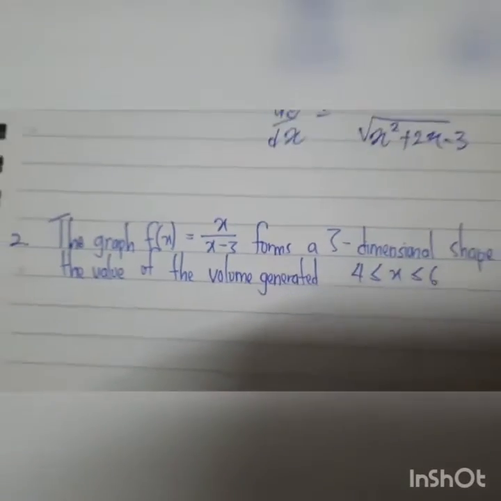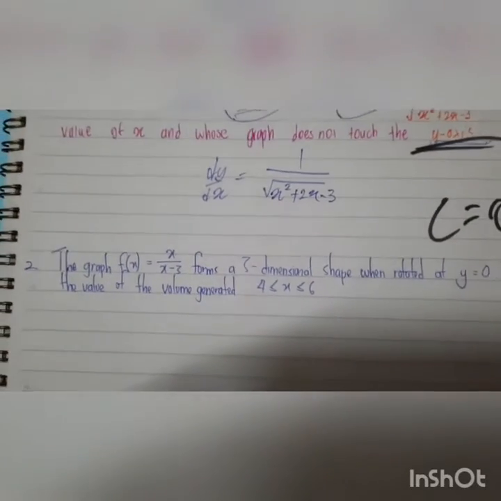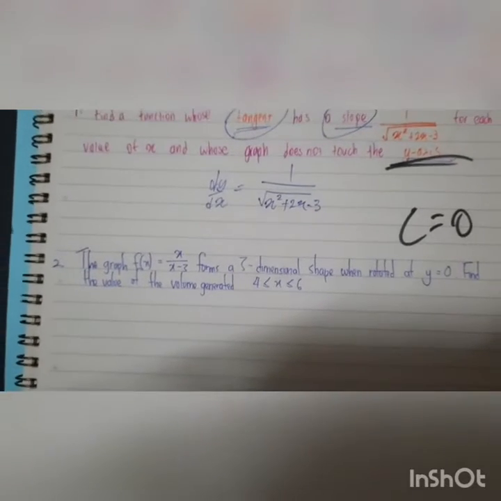Okay, just now we have explained two methods of integrating functions, which were first integration by parts and also the substitution method. Now I'm going to show how to apply one of the methods to find a volume generated. As you can see, this is the question. The graph of the function f(x) = x over x minus 3 forms a three-dimensional shape when rotated about y = 0. Find the value of the volume generated.